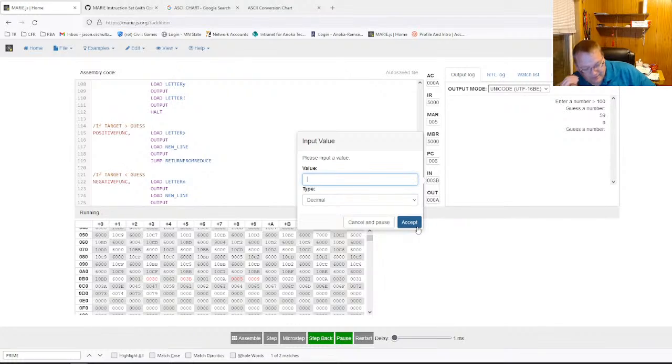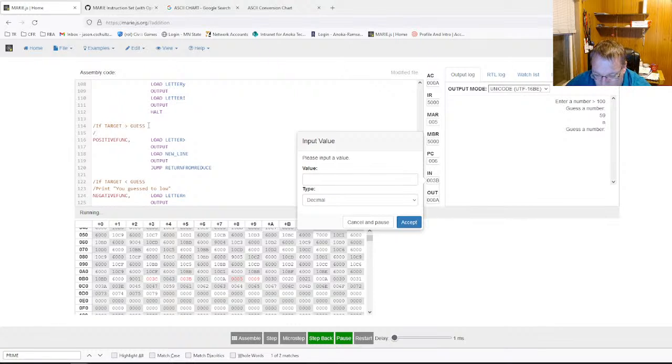We're going to change that so that the greater than symbol will print your number is too high, and so the N, right, so this will print, let me print, you guessed too high, or too low. And here, print, you guessed too high.